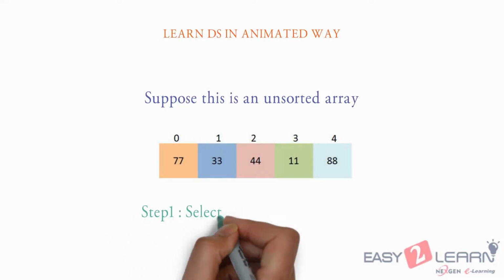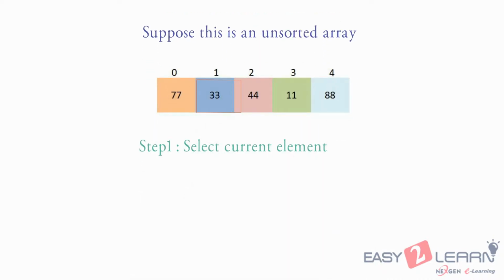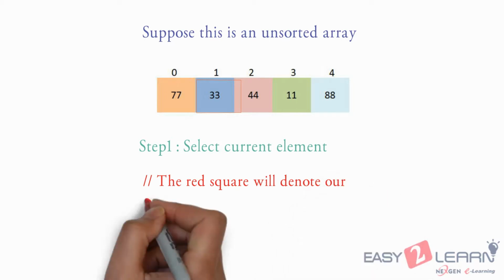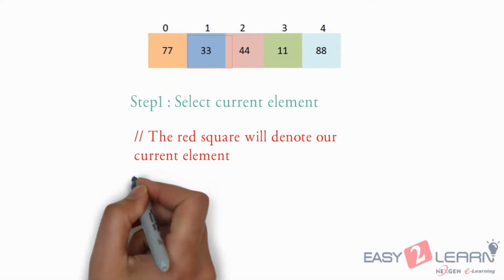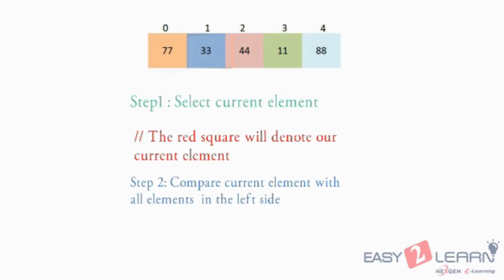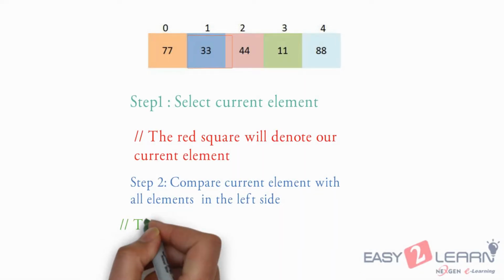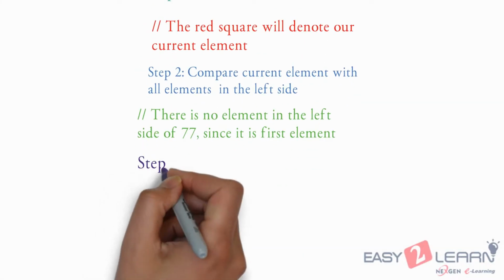Step 1. Select the current element. The red square will denote our current element. So I started with the 0th position and here the value is 77. Now compare the current element with the elements which are on the left hand side. But there are no elements on the left hand side of 77 since it is the first element.